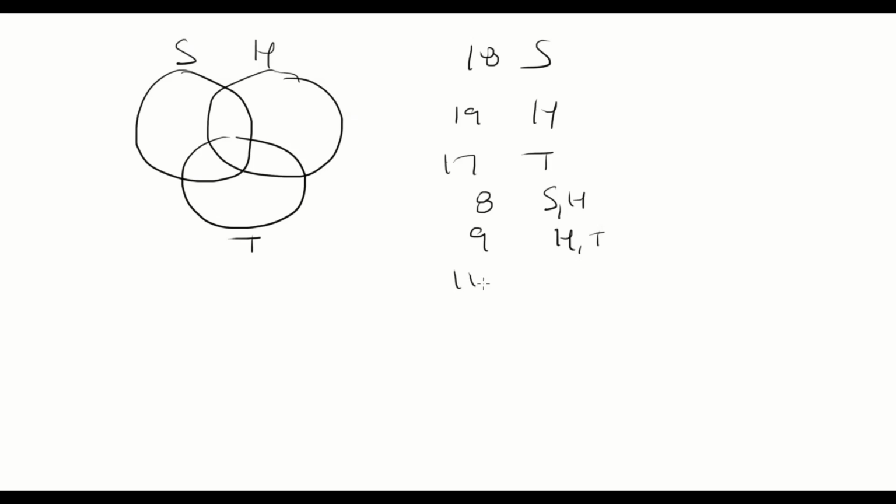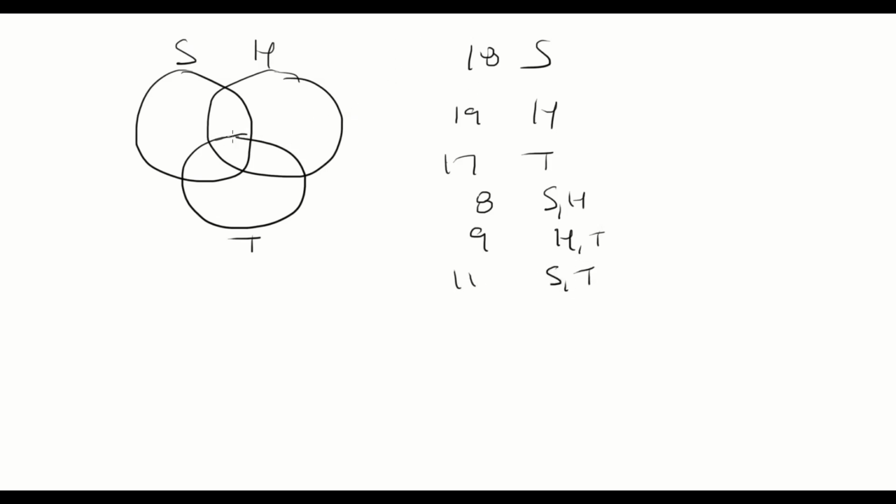Students in a class play at least one of squash, hockey, and tennis. So let's make a Venn diagram. 18 students play squash, 19 play hockey, 17 play tennis, 8 play squash and hockey, 9 play hockey and tennis, and then 11 play squash and tennis.